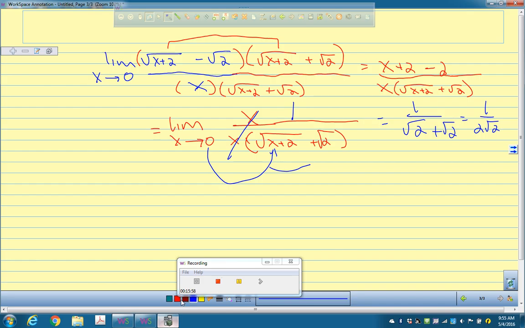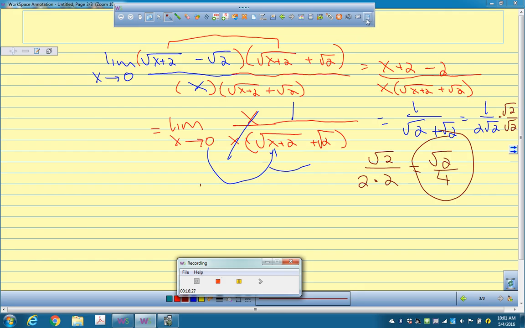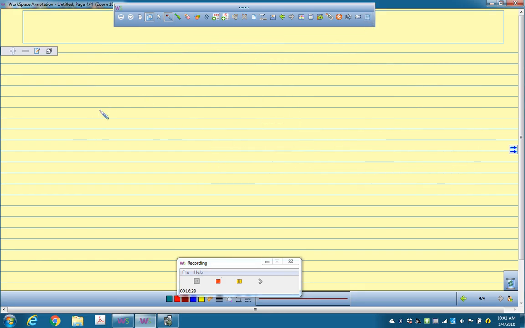If you want to rationalize that, which you probably should to make it look better, multiply by the square root of 2 over square root of 2, which gives you root of 2 over 2 times 2, which is root of 2 over 4. That would be your good, nice limit answer. Any questions on that? Everything that you learned from first semester? I'm sorry, there is some tricky stuff on here.